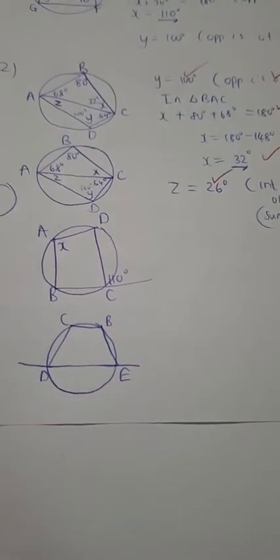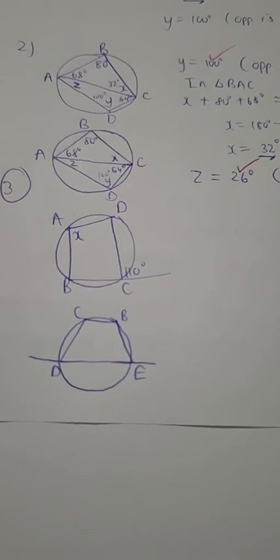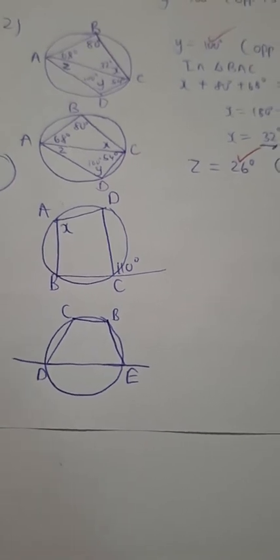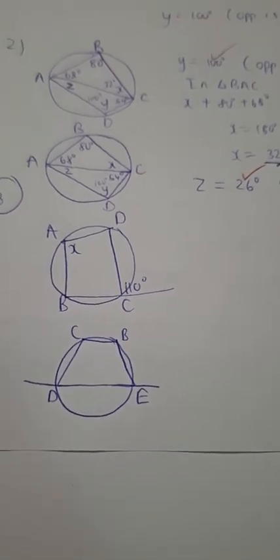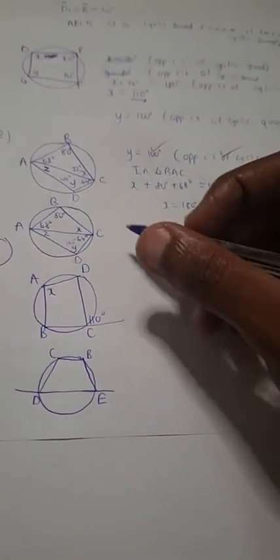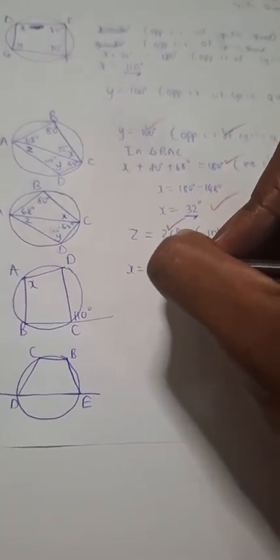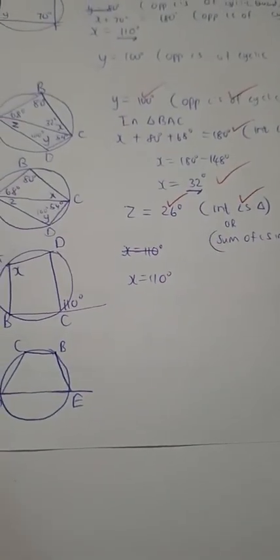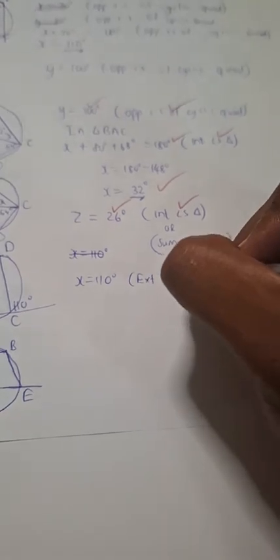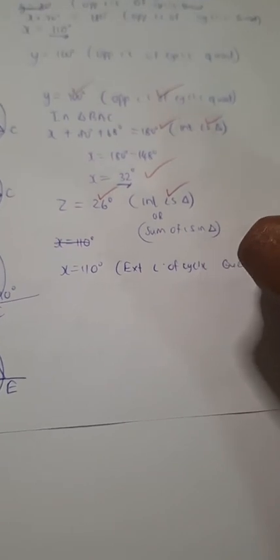Okay. What are the people saying? 110, Gladys is saying. Renelli was saying x is 110, right? Can we all agree that x is equal to 110 degrees? All of us, are we agreeing? X is equal to 110 degrees, indeed. And our reason for saying so? Exterior angle of cyclic quad.